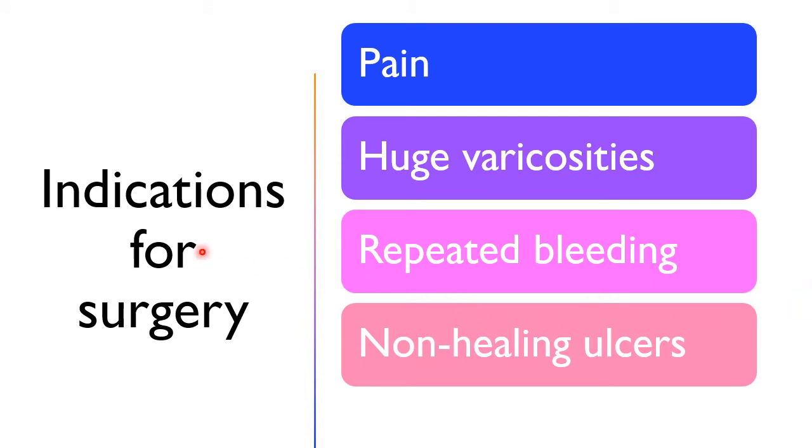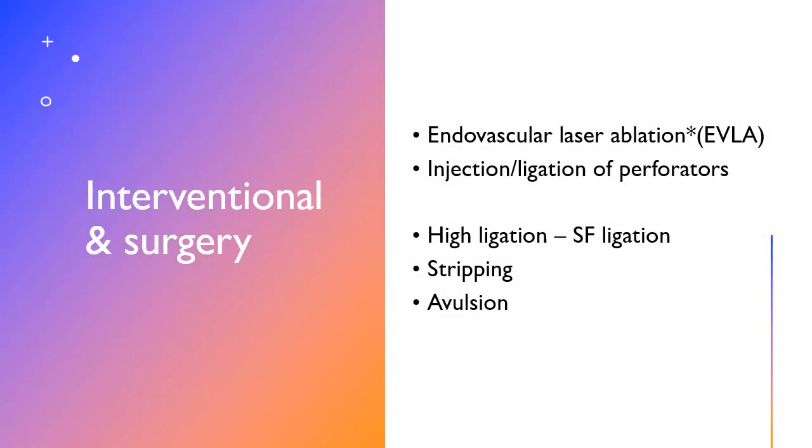Again, in summary, pain, huge varicosities, repeated bleeding, and non-healing ulcers are the indications for surgery. So in summary, the surgical intervention will be endovascular ablation using laser or radio frequency, high ligation, which I will highlight in a short while, stripping of the varicose vein, avulsion of the varicose vein, and injection or ligation of the deep perforators in the leg.